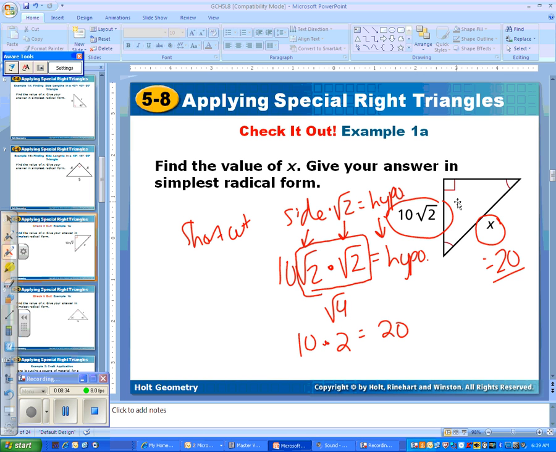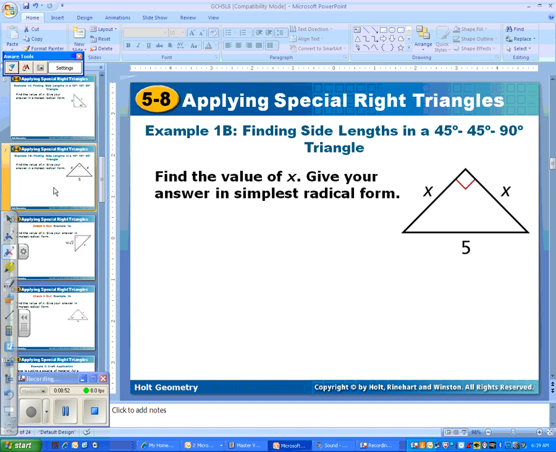Again, like I said at the beginning, there should be a radical somewhere for the most part in 45, 45, 90 triangles. In this case, it's not in the hypotenuse, but it is in the side legs. All right, so that's one type of question you'll see. The other type of question is, what happens if I give you the hypotenuse? Let's think about it. If we take this side and multiply it by radical 2, that should be the hypotenuse.